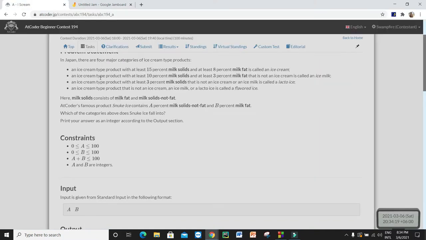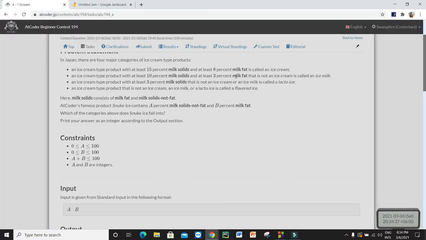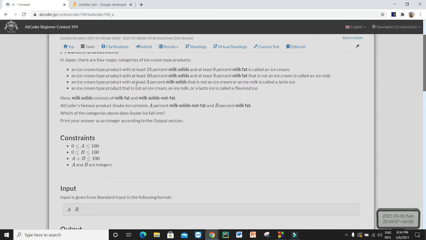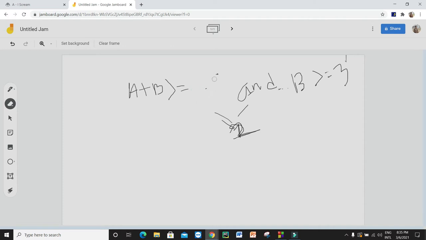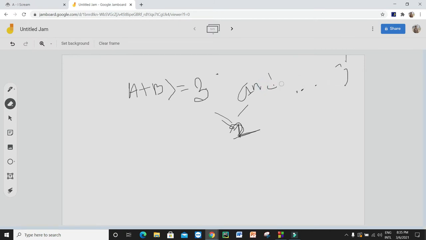After that, an ice cream type produced with at least 10% milk solid, that means A plus B must be greater than or equal to 10, and 3% milk fat. 3% milk fat means B is greater than or equal to 3, right? Then it is under category 2, okay? And then an ice cream type produced with at least 3% milk solids that is not ice cream or ice milk is called lacto ice. That means if we have A plus B greater than or equal to 3 and there is no condition about the milk fat, that means no condition about B, then it is obviously category 3.